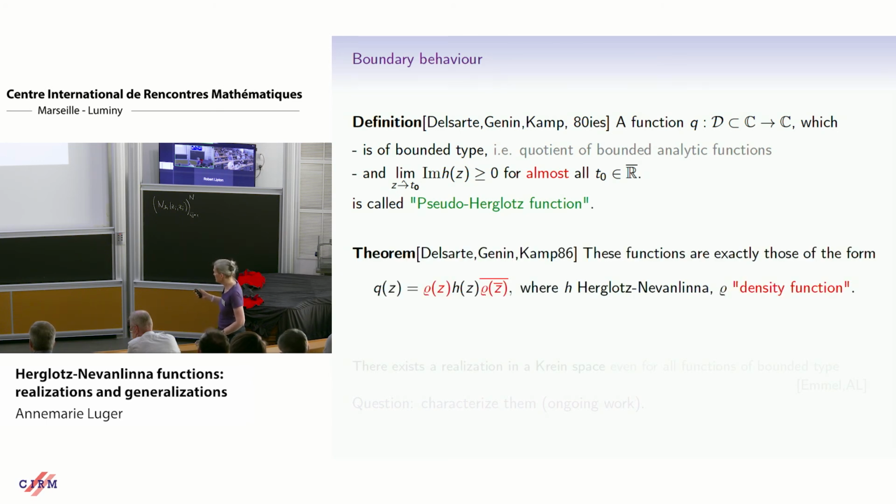But in these original papers, they have also shown that these functions are exactly those of the form, again, a factorization: a Herglotz function times something which can be more general than a rational function now. It's a kind of so-called density function, which I don't want to go into the details of. But you can think about it as a class that generalizes the generalized Nevanlinna functions.